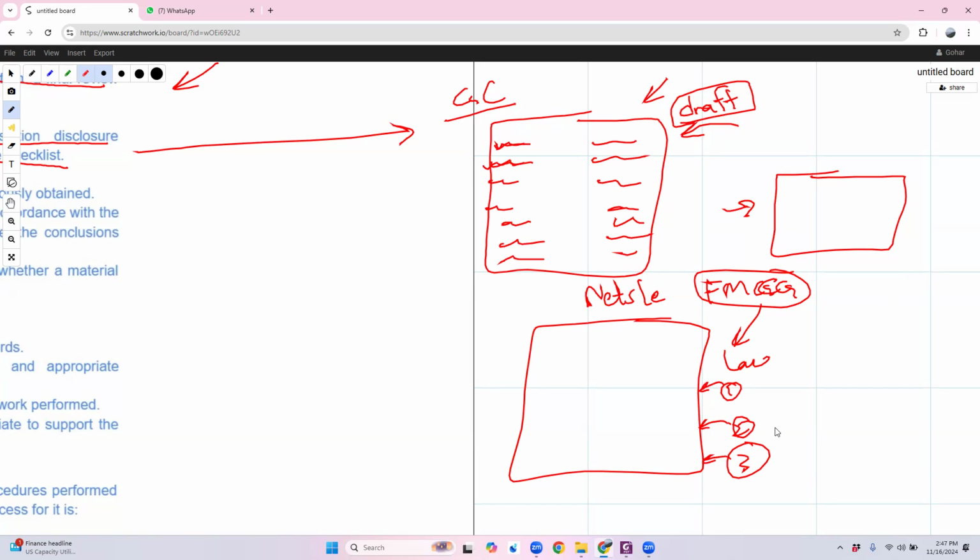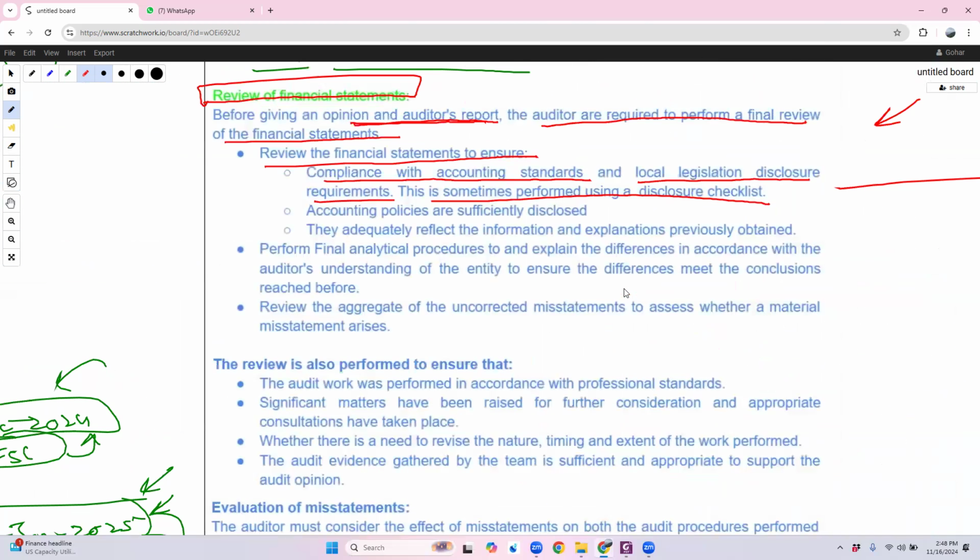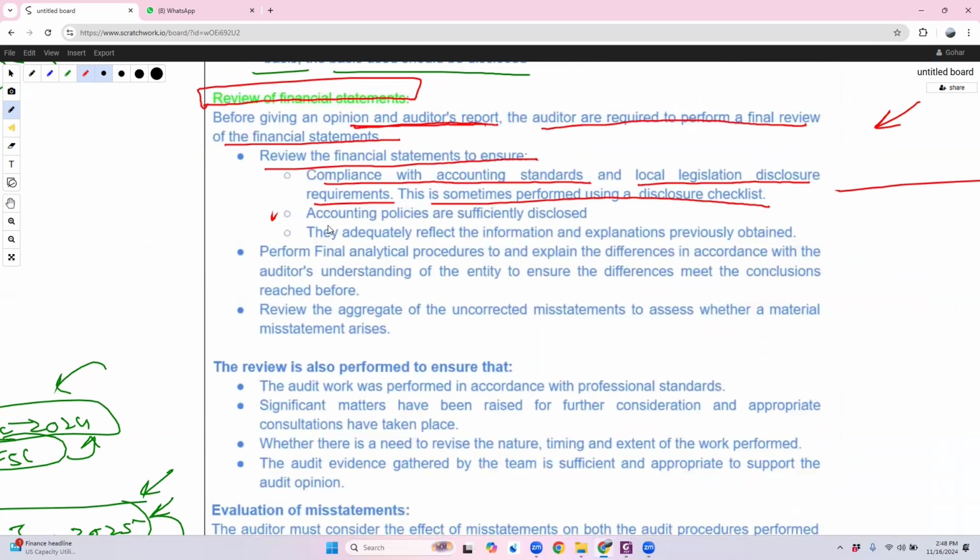There will be this list of disclosures that the auditor will have. Now they will check the disclosures of the entity and compare them with their own checklist. Like, is this disclosure given? Yes. Is this disclosure given? No. Is this disclosure given? Yes or no. So this is known as a disclosure checklist, to make sure that all the disclosures are also given within the financial statements. So this is something that you review the financial statements for. The next thing: accounting policies are sufficiently disclosed.